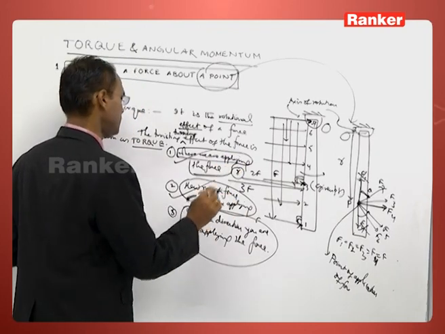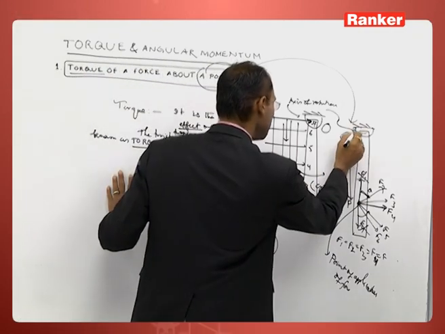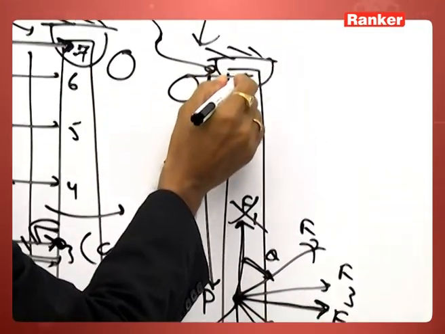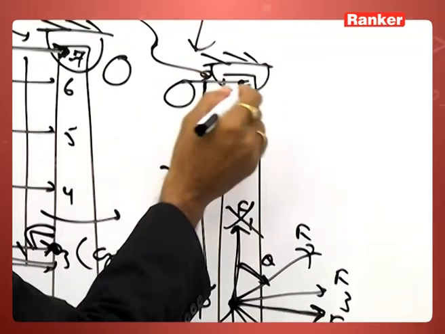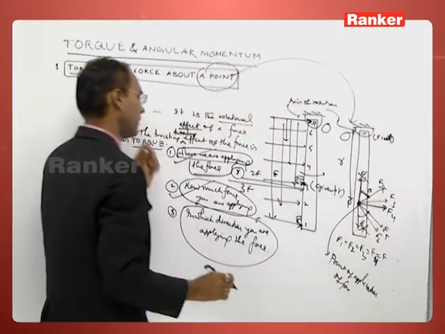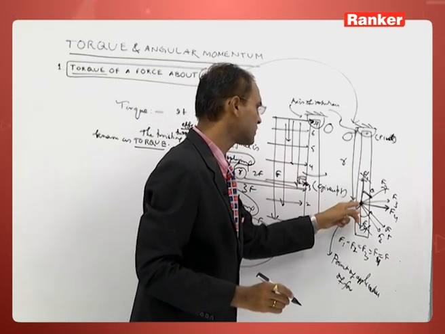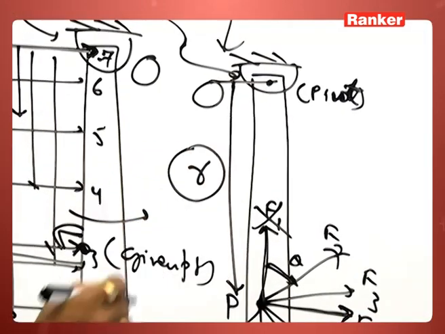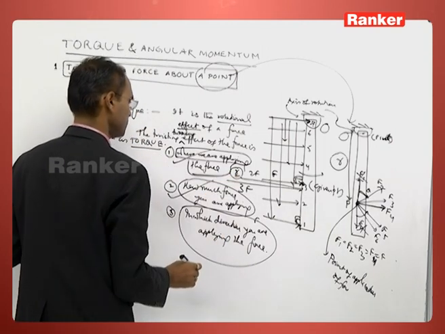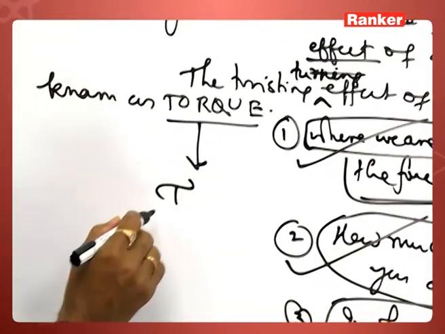The turning effect is governed by three factors. First, the distance of the point of application of the force P from the given reference point O. This reference point is the pivot. The distance from the reference point to where you are applying the force is given by R. So it depends upon R. If R is more, the torque, denoted by the symbol tau, is more.